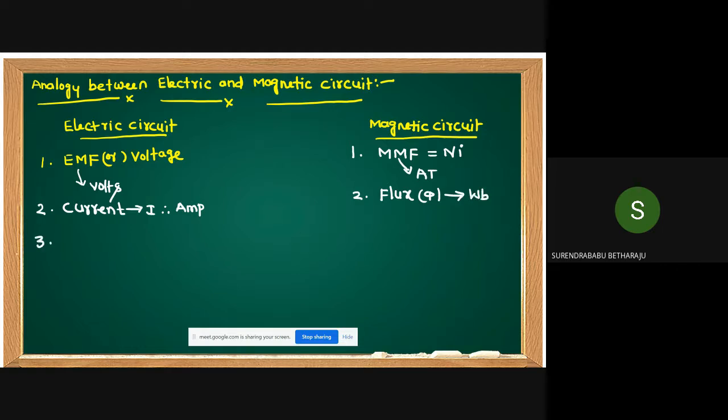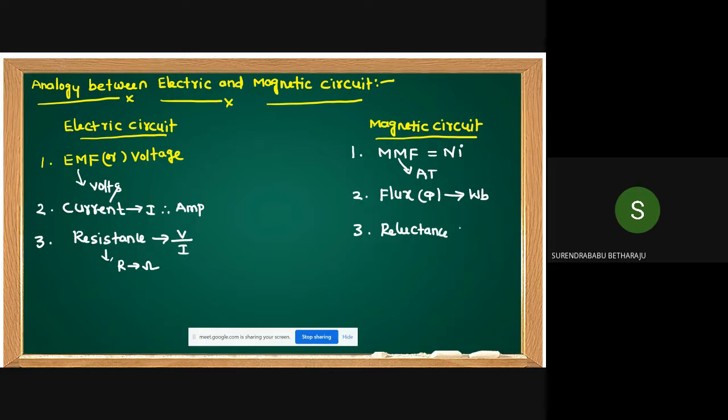Next. In the case of an electric circuit, there is a concept of resistance to oppose the flow of current. How do we define resistance? Voltage by current. Then the unit of resistance is ohms. But here, corresponding to resistance, what is the analogous quantity? Reluctance. You can define the reluctance.